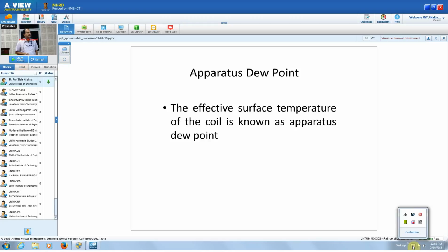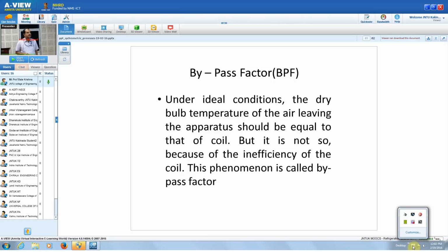In the apparatus dew point, the ADP, the effective surface temperature of the coil is known as the apparatus dew point. And that you also have to find out if you want to calculate the problem. You can locate it with the help of the values on the psychrometric chart. You can calculate the ADP also. Next. Then the bypass factor.